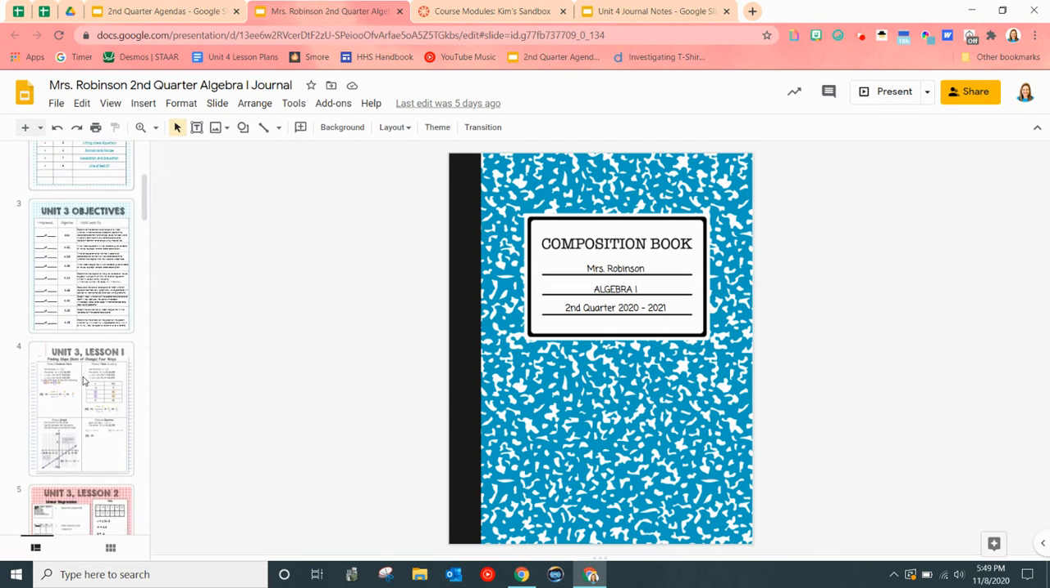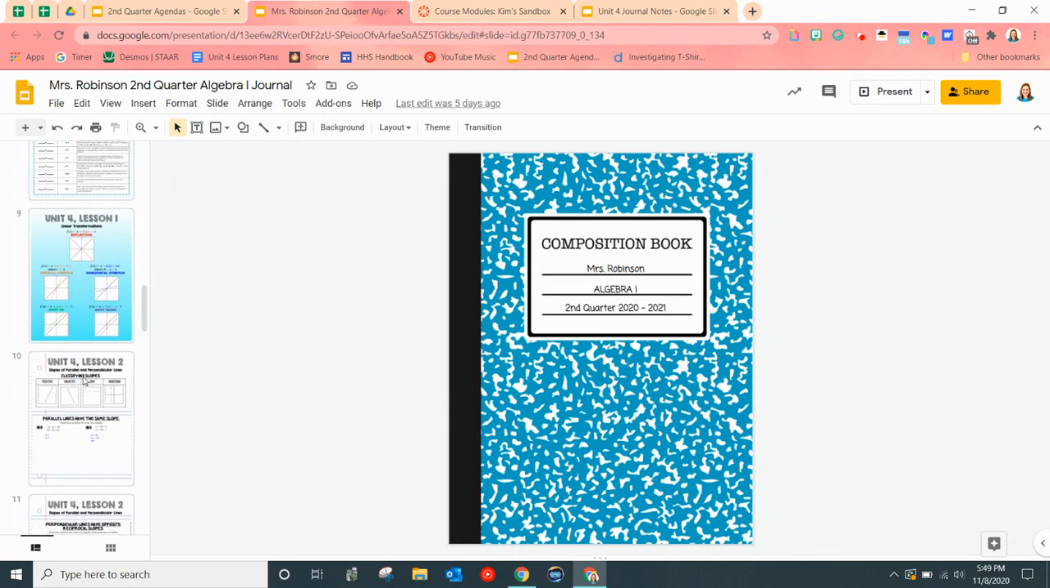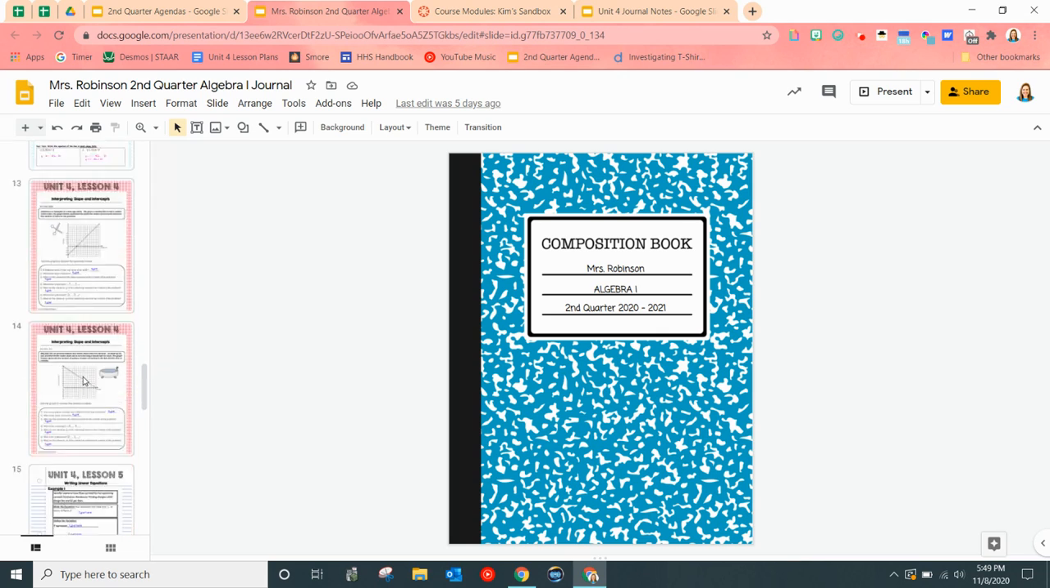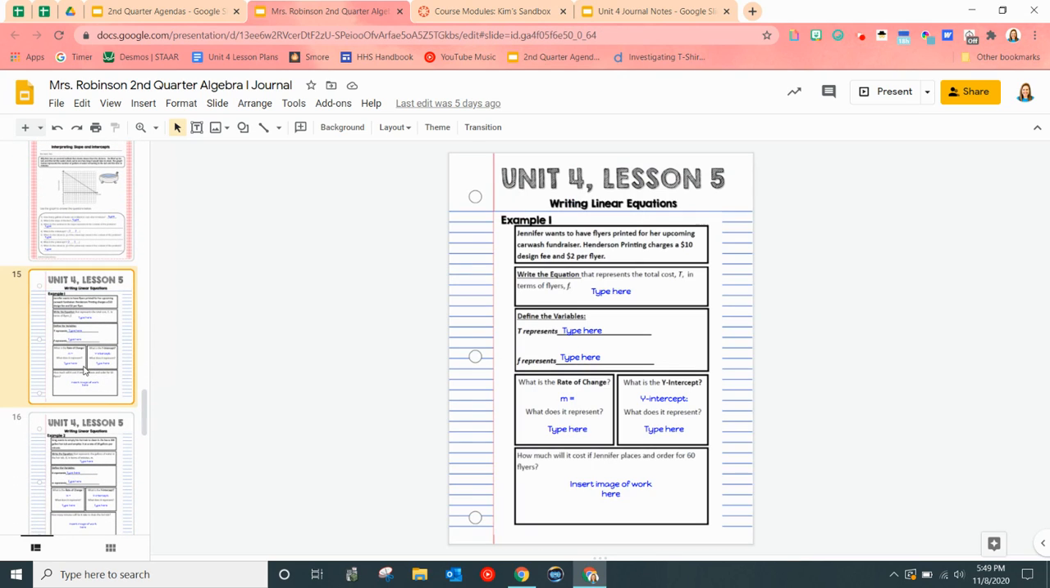Today, the first thing we're going to start with is putting some notes into our journal. Remember, the journal is a major grade each 9 weeks. You'll take a test over the journal at the end of the 9 weeks, and I'll ask you questions about the problems that we've worked together in the journal.